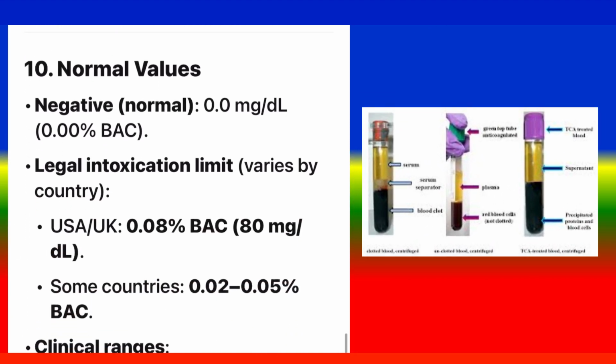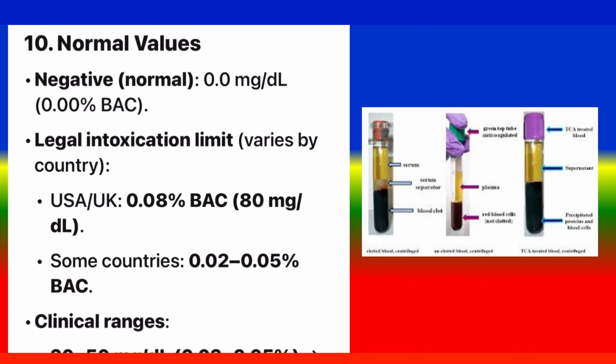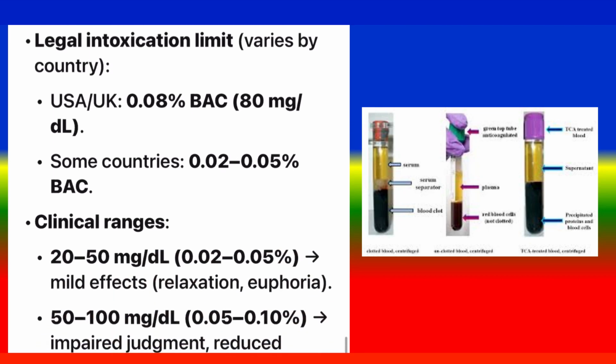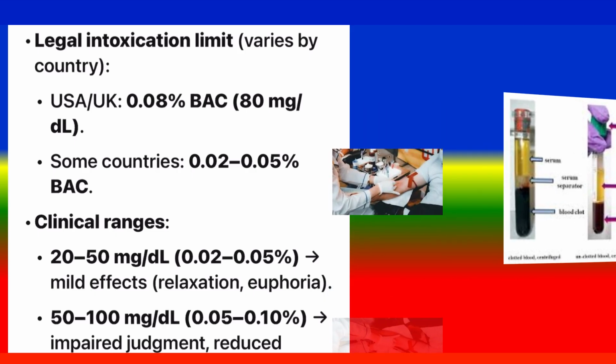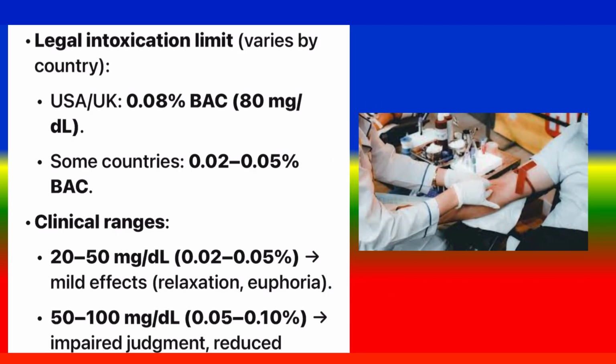10. Normal values: negative, normal, 0.0% BAC. Legal intoxication limit varies by country. USA, UK, 0.08% BAC, 80 milligrams per deciliter. Some countries, 0.02 to 0.05% BAC.